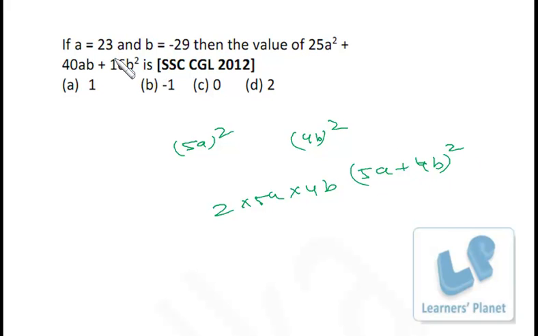So 23 into 5 is 115, minus 29 into 4, the 29 into 2, 58, into 2 is 116, whole square. So that's minus 1 whole square, that's 1. Simple.